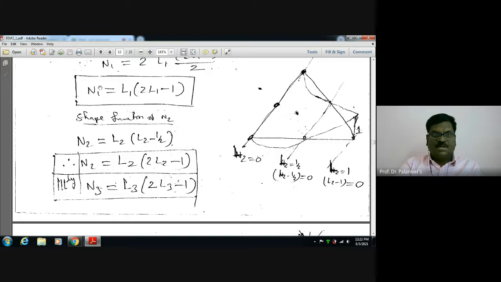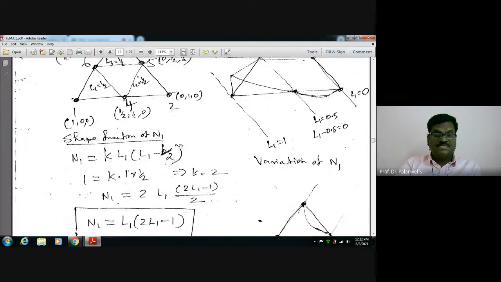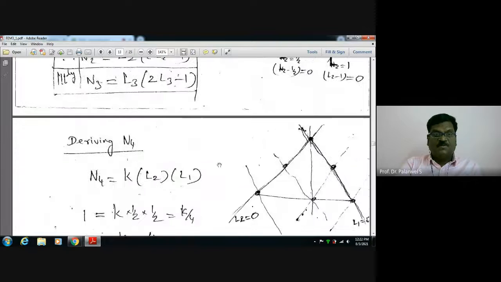All the N1, N2, N3 you obtained for 3 nodes. There are 6 more, another 3 more nodes are there, okay? Because it's a 6-node triangle. For nodes 1, 2, 3 we obtained a shape function. For nodes 4, 5, 6 we have to obtain the shape function. Let us see how we get it.